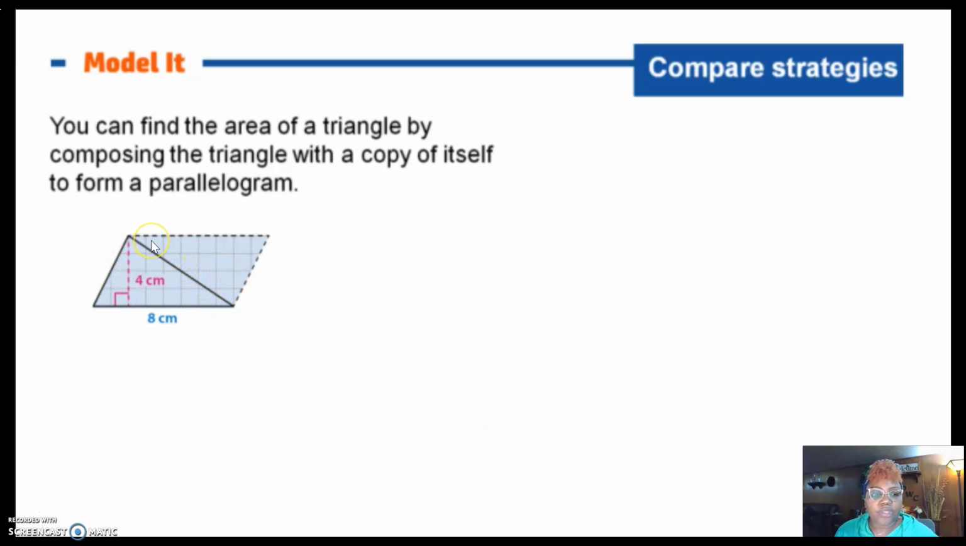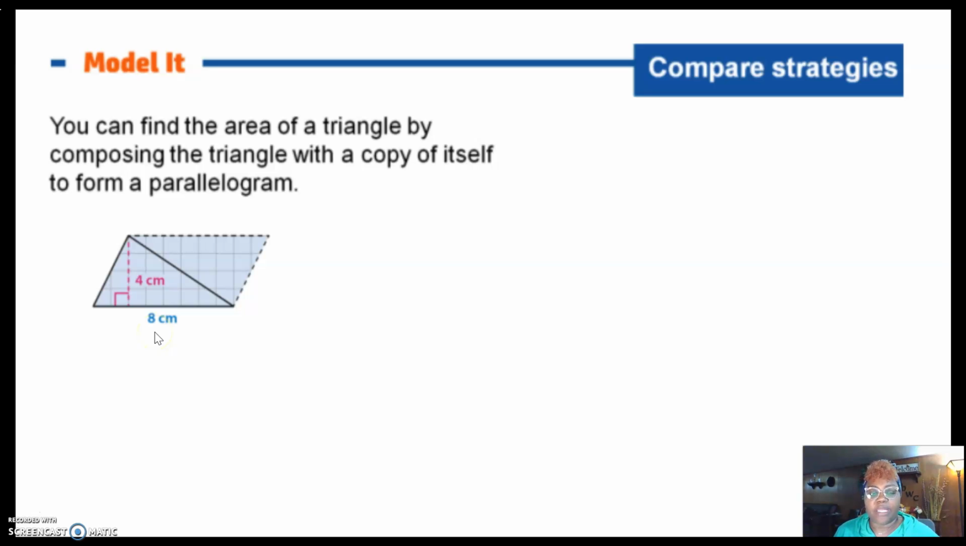What we're actually going to do here is make a copy of it and draw it on the other side to make a parallelogram. So if we look at it, it's a mirror image. It's like we flipped over this triangle to make a copy of itself, but then we formed a whole parallelogram by doing that.